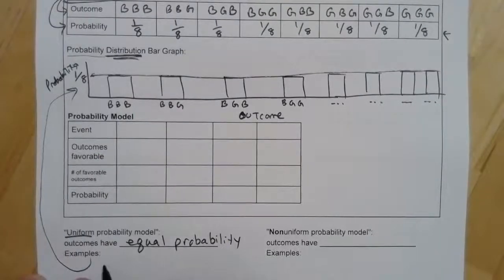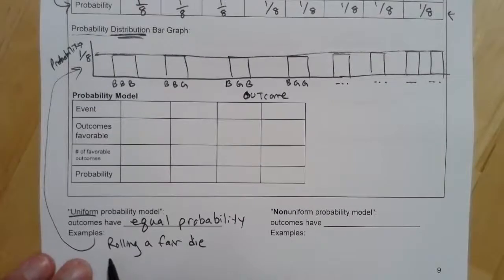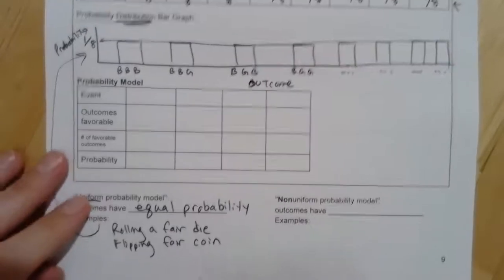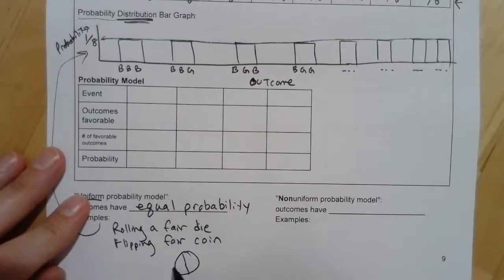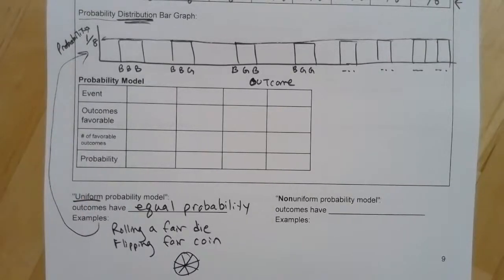Another example would be when you're rolling a fair die. Any number has the exact same probability of being rolled. Or when you're flipping a fair coin, heads and tails both have equal probability of landing. So there's quite a few things like that that have equal probability, like if you're spinning a spinner that has the same exact size all around it.